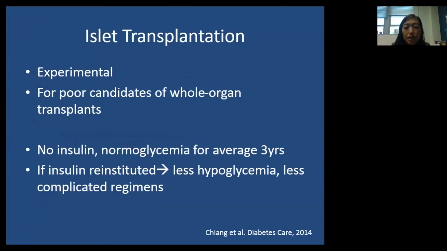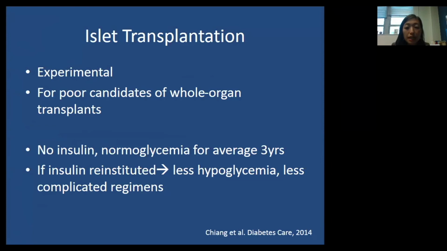Islet cell transplantation was a bit more, people were excited about this a lot more maybe about 10 years ago. Currently it's experimental. It's for people who really have absolutely no other option, who've even tried whole organ transplants and have failed or have had graft rejections.